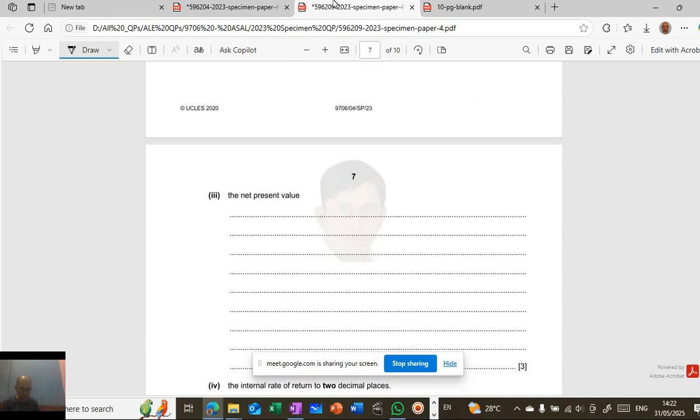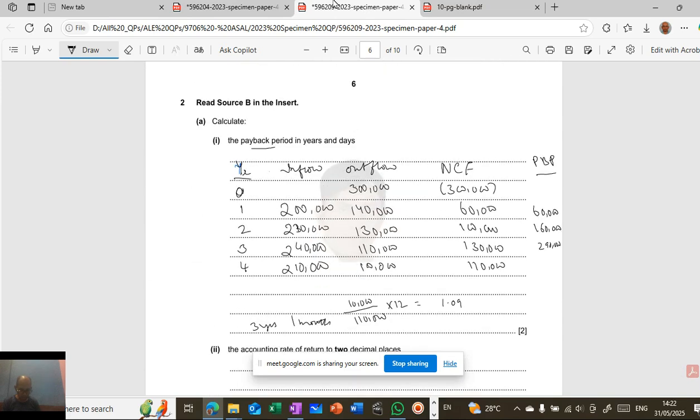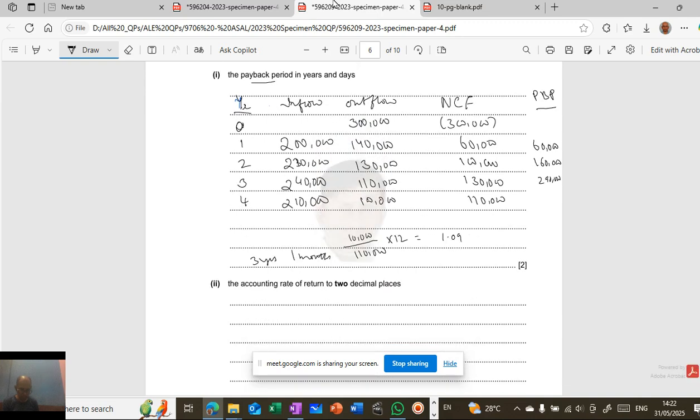Accounting rate of return is equal to average profit over average investment into 100. So what is the average profit? If you add all these, it will be equal to 4 lakh over the useful life of 4 years. Yes, sir. Okay. So 4 lakh is the average. So 4 lakh is the net inflow. 3 lakh is the outflow.